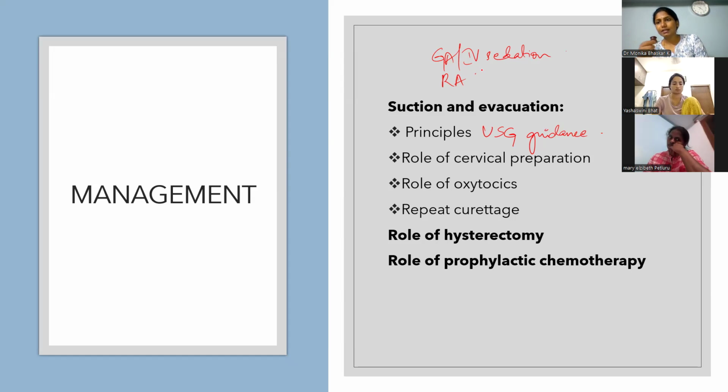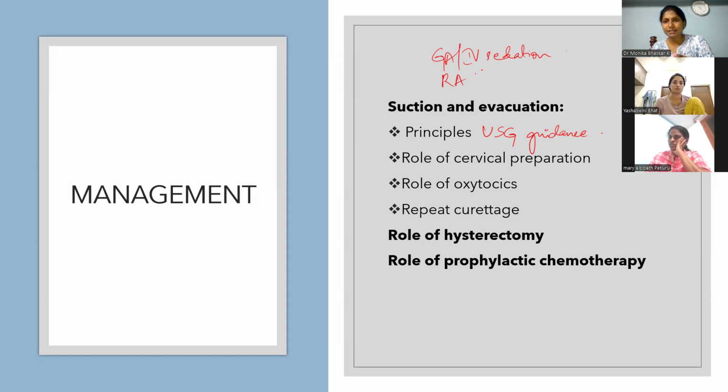Serial dilatation of the cervix should be done with serial Karman's cannulas. Karman's cannula 6, 7, 8, 9, 10, based on the gestational age, the number of the cannula should be chosen. You connect it to either the manual vacuum aspirator, the MVA syringe, or you can directly connect this Karman's cannula to the suction apparatus, and then the entire molar component, the entire trophoblastic or villus tissue, will be suctioned.